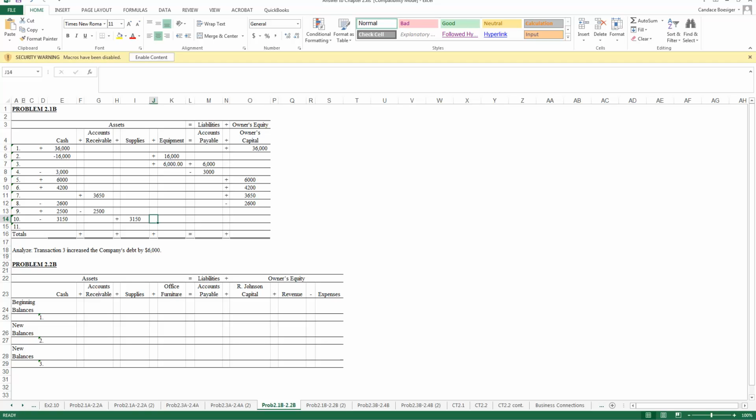And 11, the owner withdrew $5,000 in cash for personal expenses. So my cash is going to go down. And my equity is going to go down because I took money out of the business. And now I'm going to go through and total these.